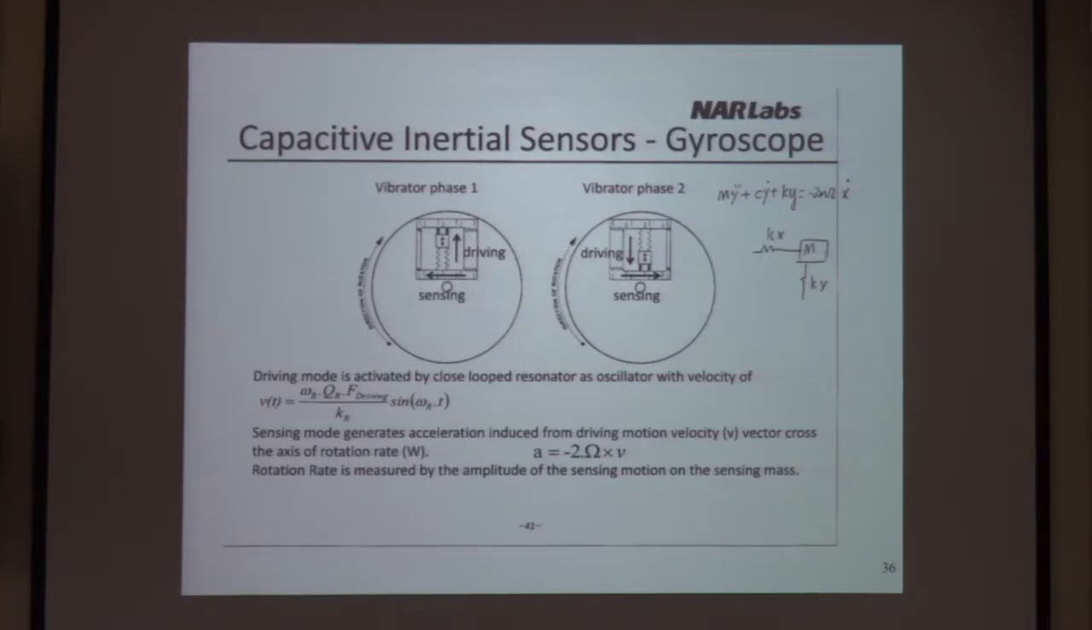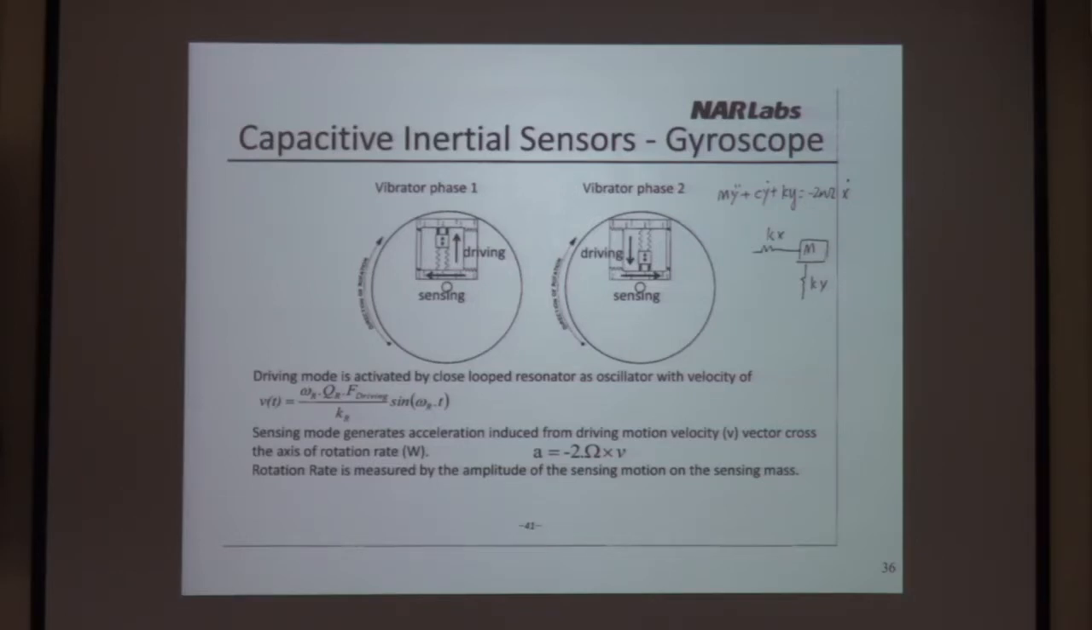Then angular velocity cross the v direction creates an acceleration. Angular velocity cross velocity, we get this acceleration. There's a force applied to this object. So this is Coriolis force. C-O-R-I-O-L-I-S.